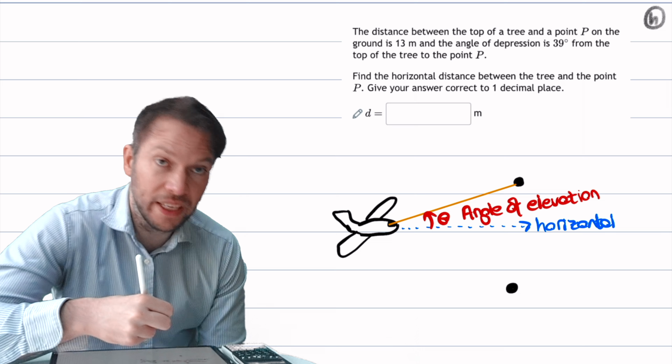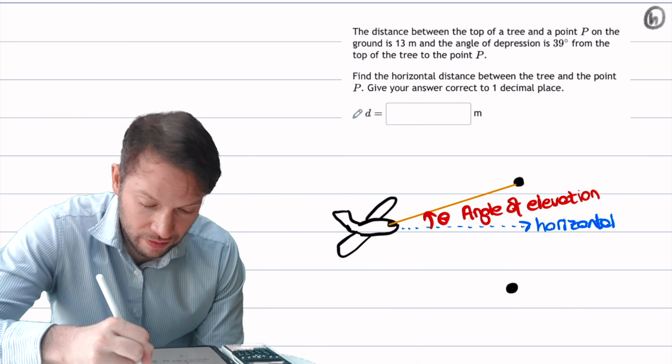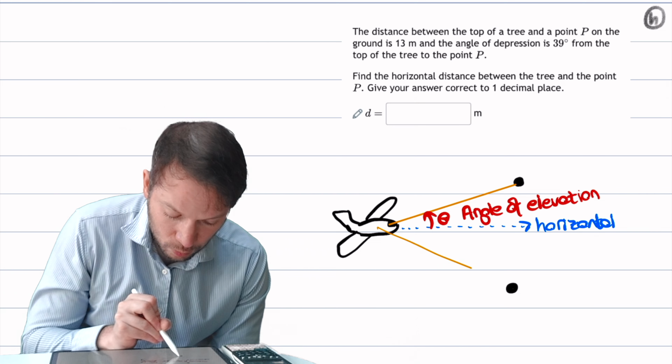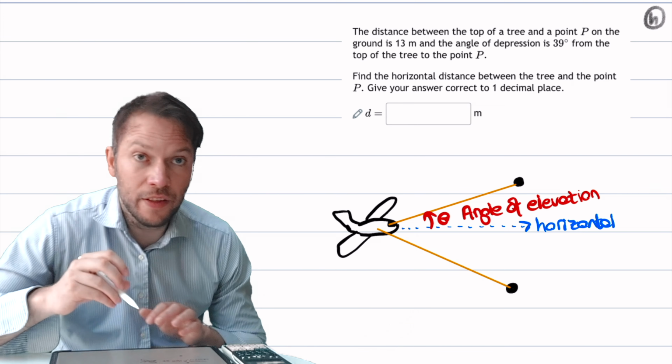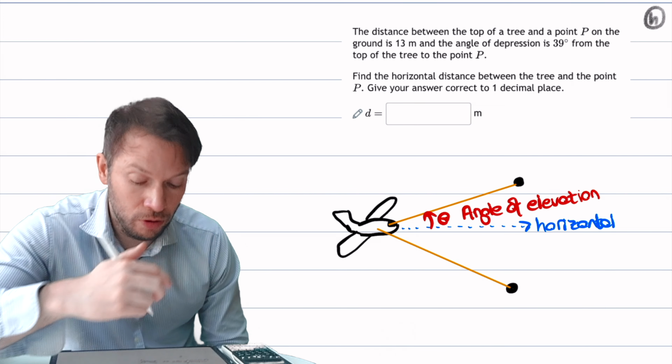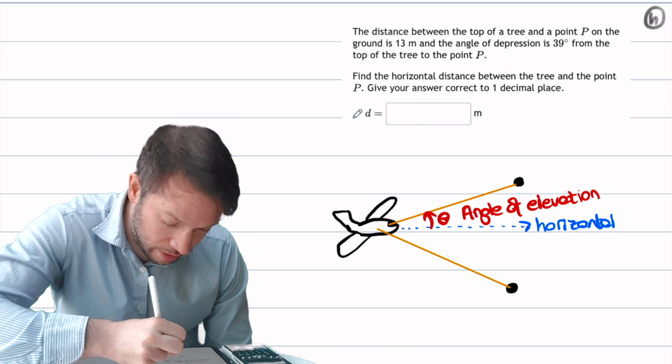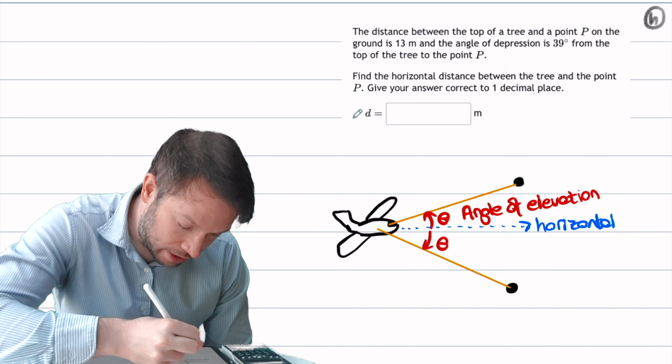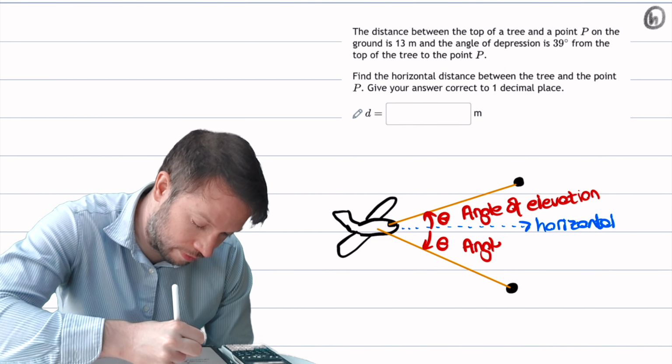And then you can possibly guess what the angle of depression is. If we considered looking from the plane towards this other object down here, then the angle of depression is the angle below the horizontal. So this angle here would be the angle of depression.